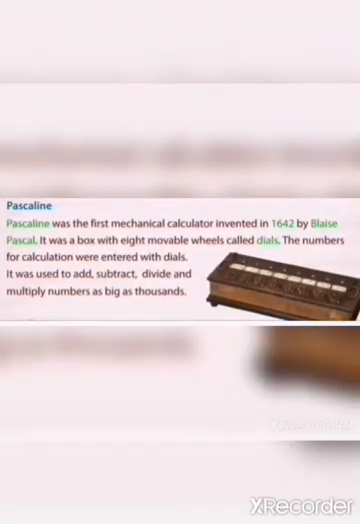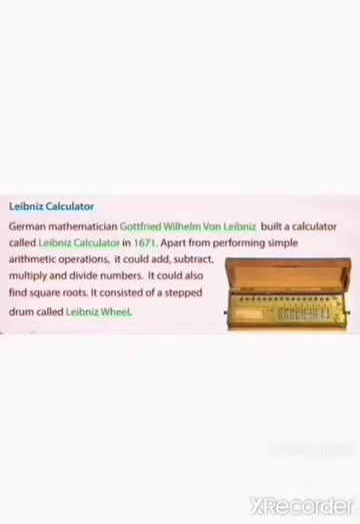Pascaline. A French mathematician, Blaise Pascal, invented an adding machine. Pascaline was the first mechanical calculator, invented in 1642. This machine was capable of doing addition and subtraction only. In 1671, Leibniz improved the Pascaline calculator in a way that it was capable of doing multiplication and division too.